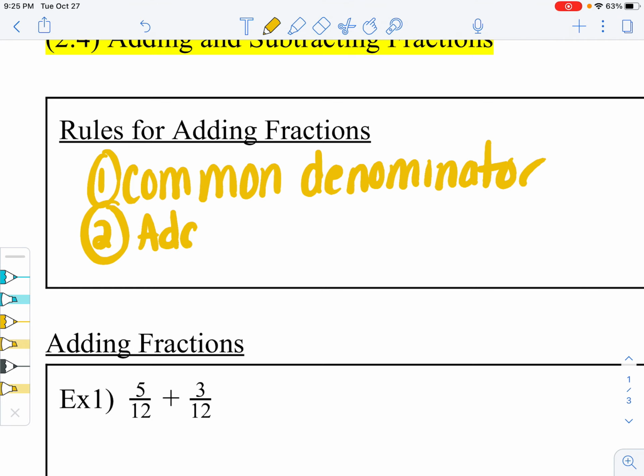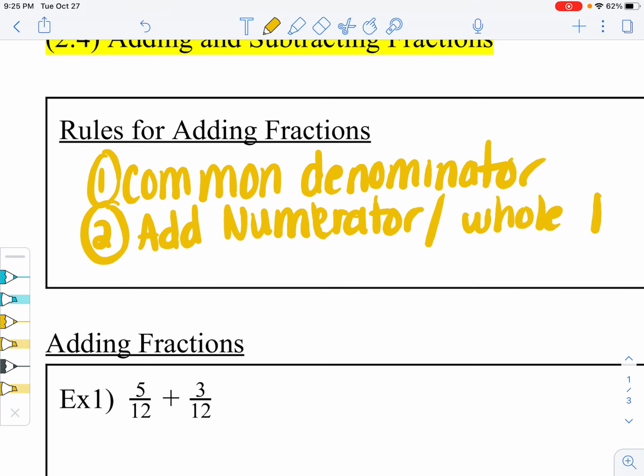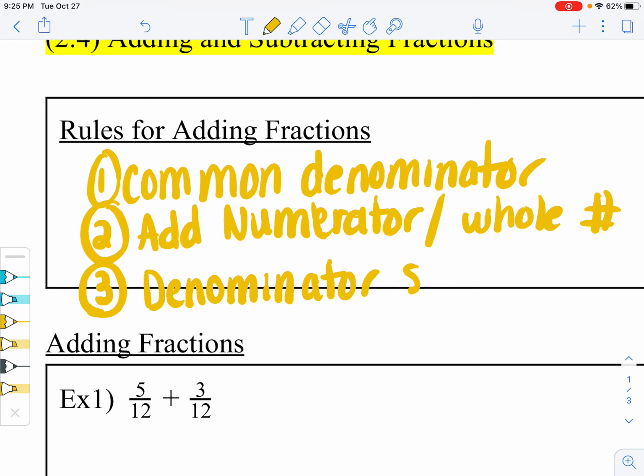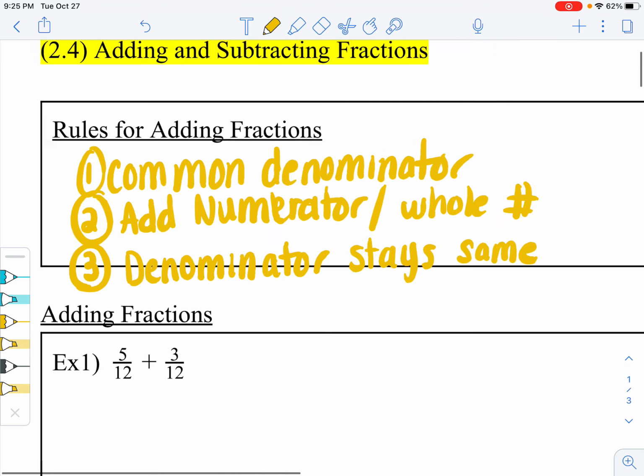And we only add our numerators and our wholes. Numerator and whole numbers. And our denominator stays the same. Okay. Stays the same. All right.